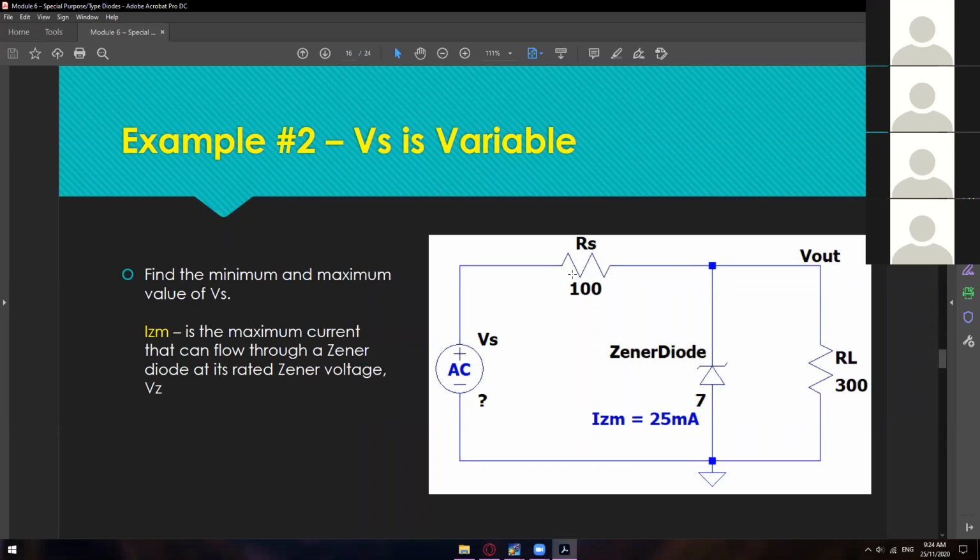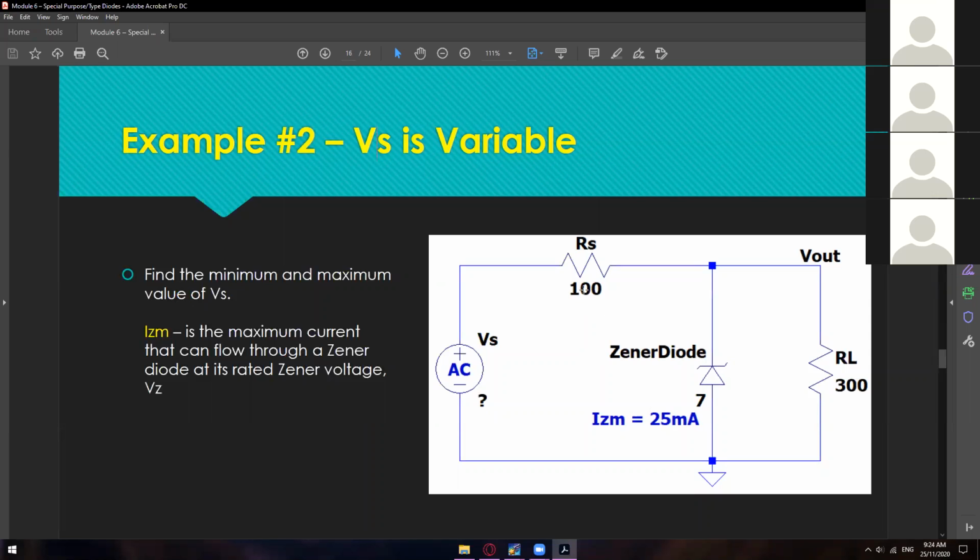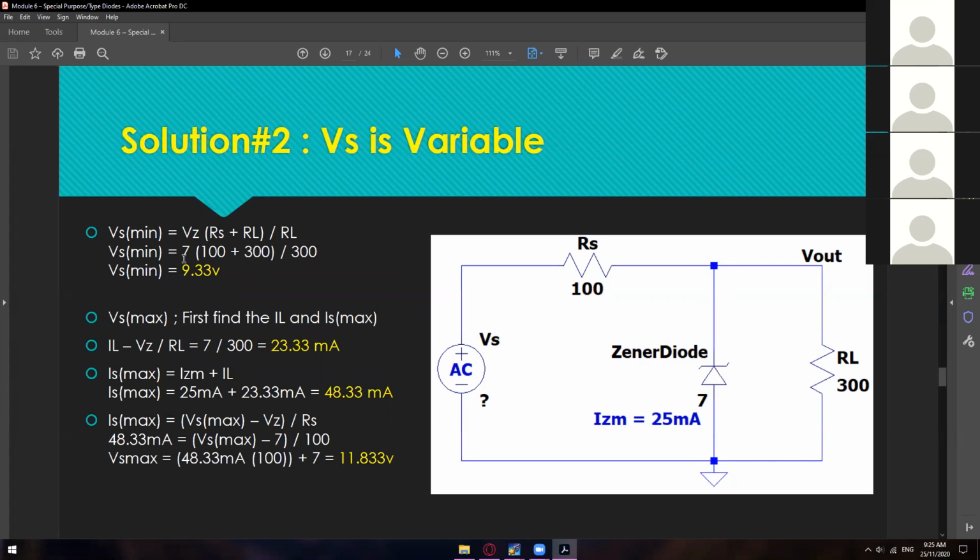Okay, so everything is still the same. Just 100 ohms in this one, still 100 ohms for our RS. Just a missing VS, and now we have a value for our RL. All right, so without further delay, let's discuss the solution for example number 3. Okay, slide 17.